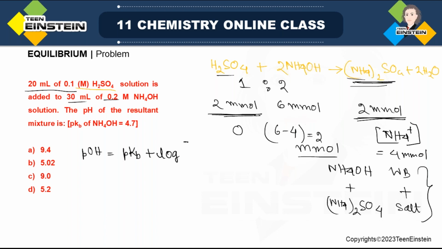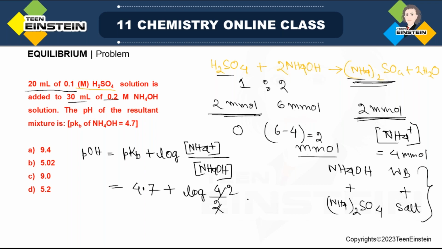Now we will use the Henderson-Hasselbalch equation, which is pOH = pKb + log of NH4+ divided by NH4OH. So the pKb value is given as 4.7 and this is log 4 by 2, and log 2 is basically 0.3, so it will be 4.7 plus 0.3, but it is asking for pH. 5 will not be the answer and is also not in the options, so pH will be 14 minus 5. So option C is the correct option.